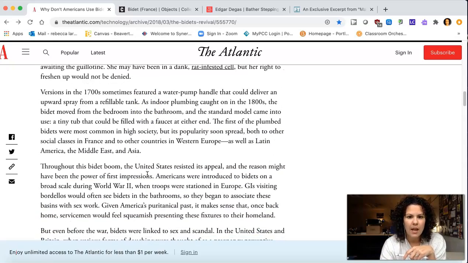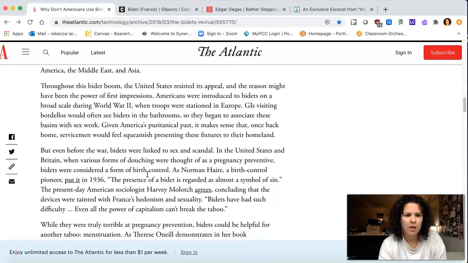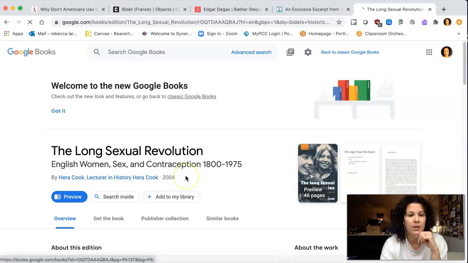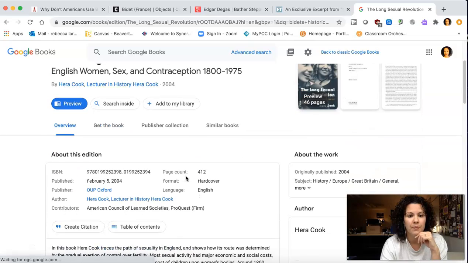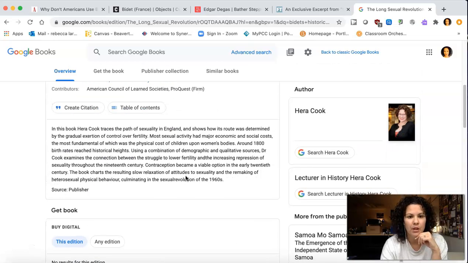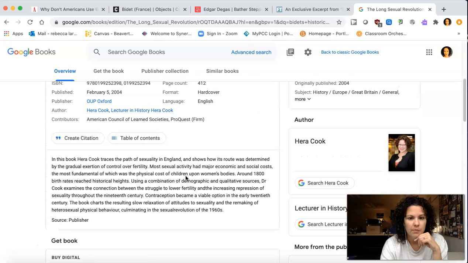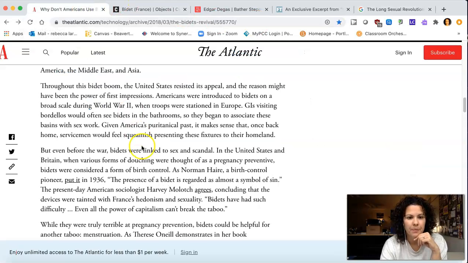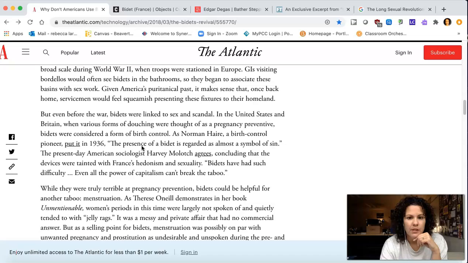All right, then we have her go down. Oh, here we have Norman Haire, birth control pioneer, put it in 1936. So let's see what that one has to say. Oh, okay, so this is from an actual book called The Long Sexual Revolution. We're not going to be able to pull all of the information, but it seems like they talked specifically about those behaviors. I'm just reading what's happening here. So she used this text as one of her research sources. Okay, the president of the bidet is regarded as a symbol of sin.